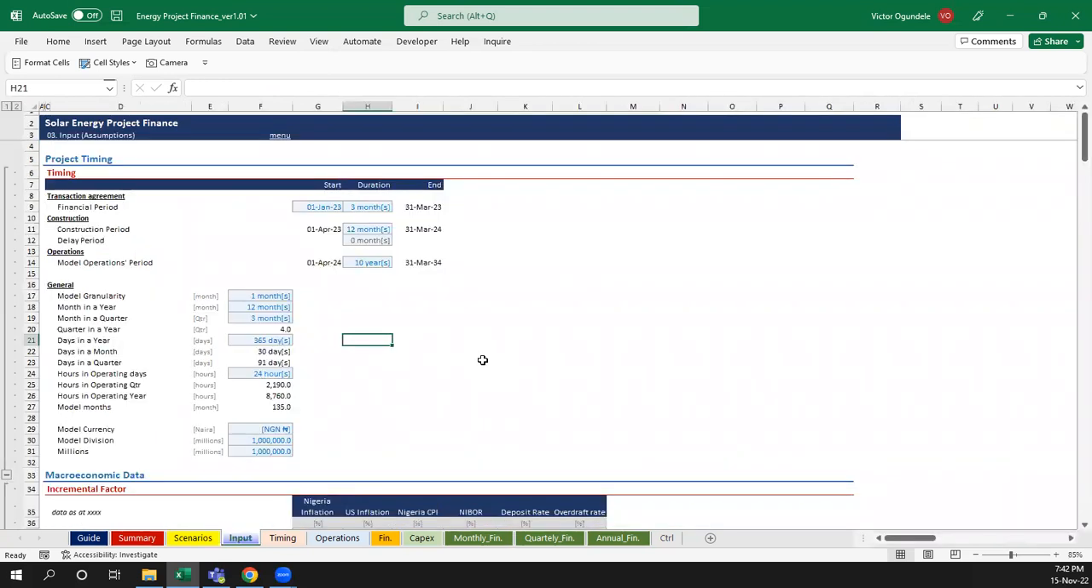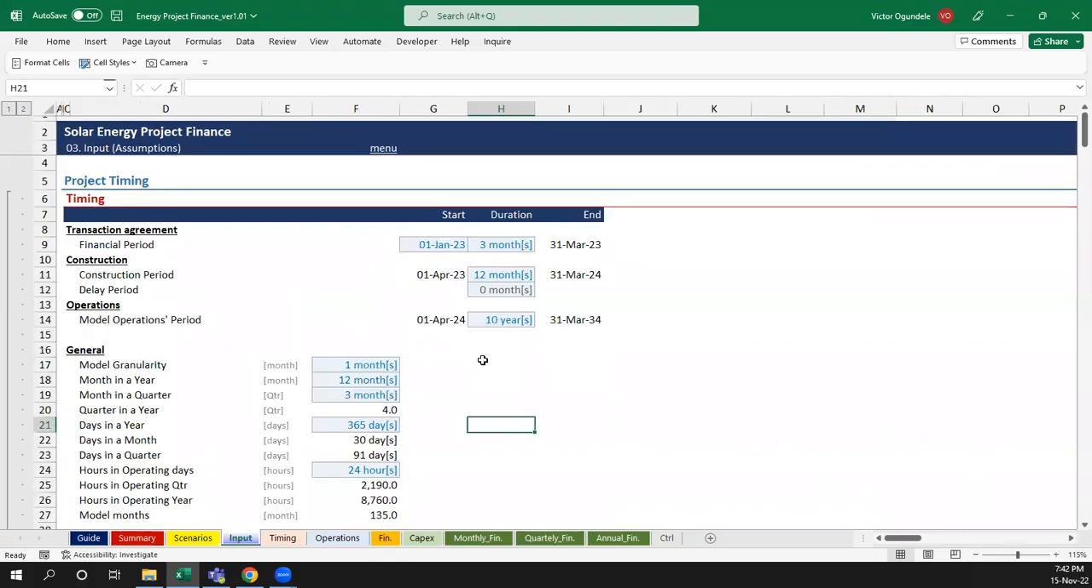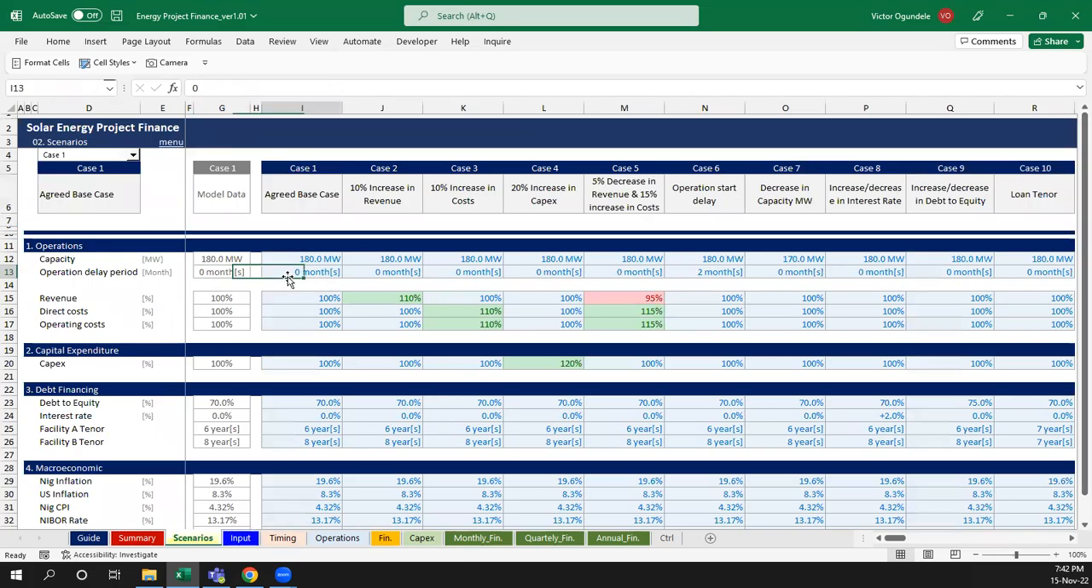And from the input, which is more like the main model driver, right? You can always update that based on this model self-style guide. So financial period, that's when they are trying to get the documentation, look for funds, right? So during that period, the model has just 3 months, you can always update that. Your construction period, so immediately after the financial close, you get started with the project, then it states how long it will take, so you state that in months in case there will be any delay. And so we created a scenario around this, any format you see, which means you need to go to the scenario worksheet to put that data.